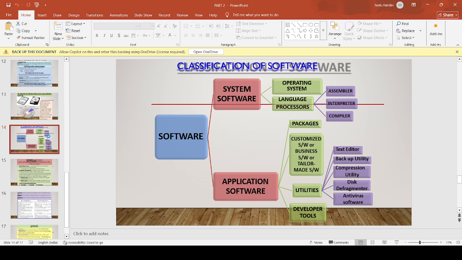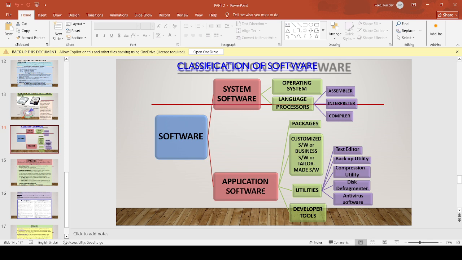Then here we will see how software has been classified. Firstly, we should know what software is. A software is a program, we all know, which runs on hardware. A program, a set of instructions which runs the hardware, is called software. Software is classified into two types, system software and application software.